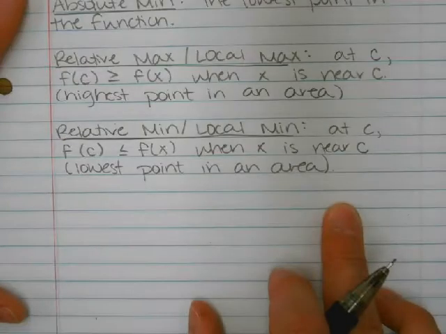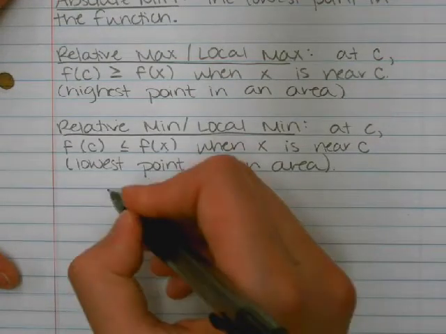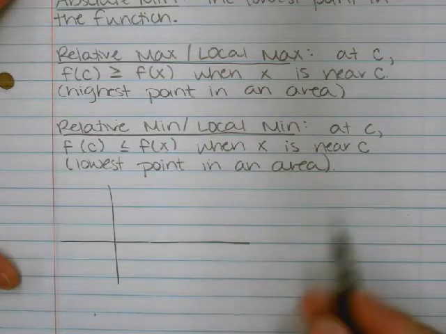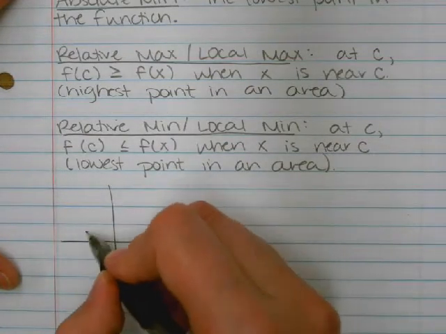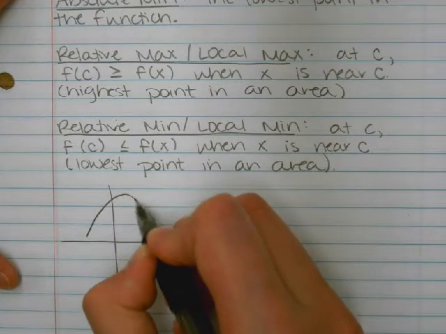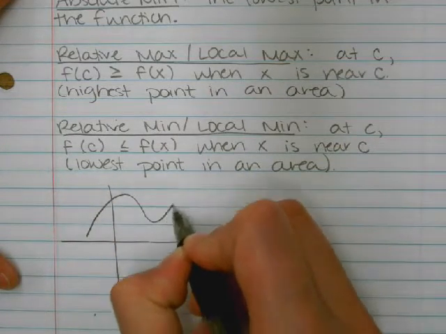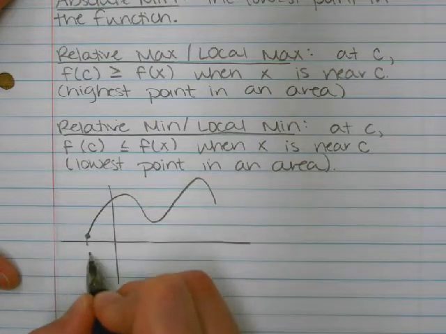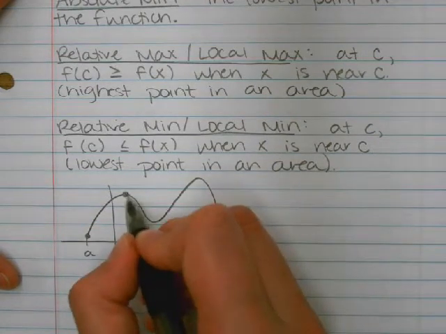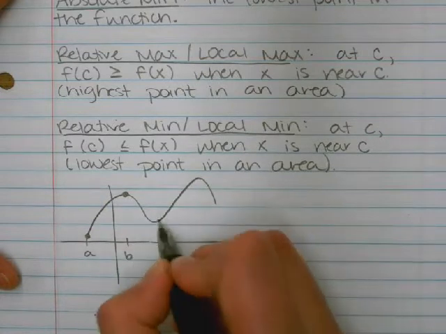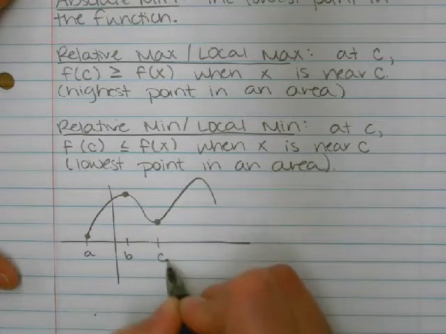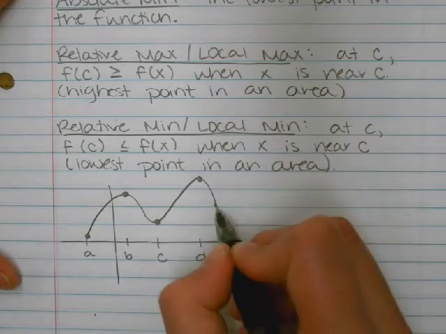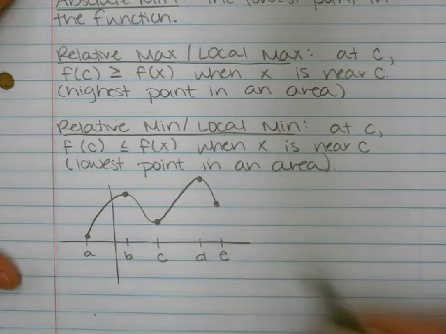All right, so we're going to go ahead and draw a picture, and we're going to label the extrema in the picture. It is not important that your picture looks exactly the same as mine, just generally the same is fine. I'm going to say this is point A, point B, point C, D, E.